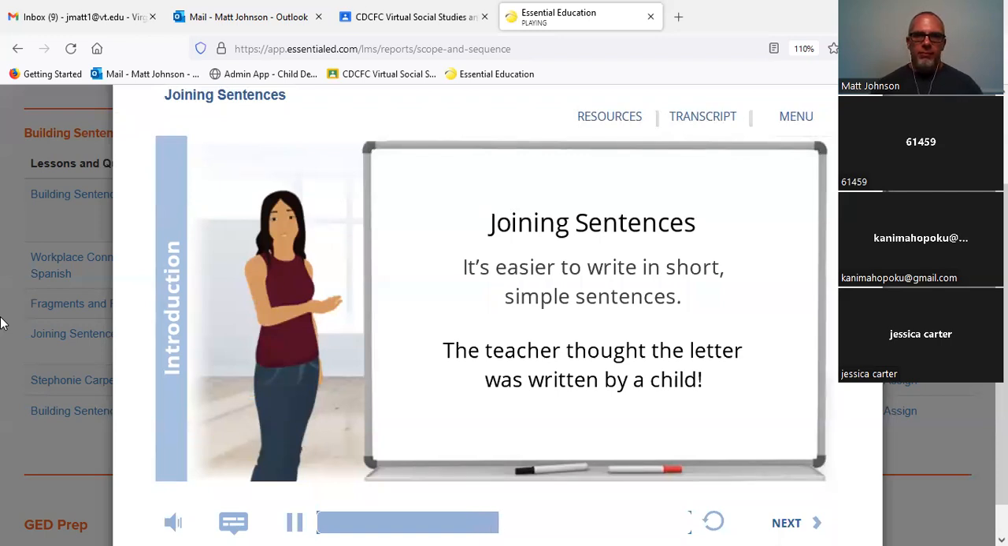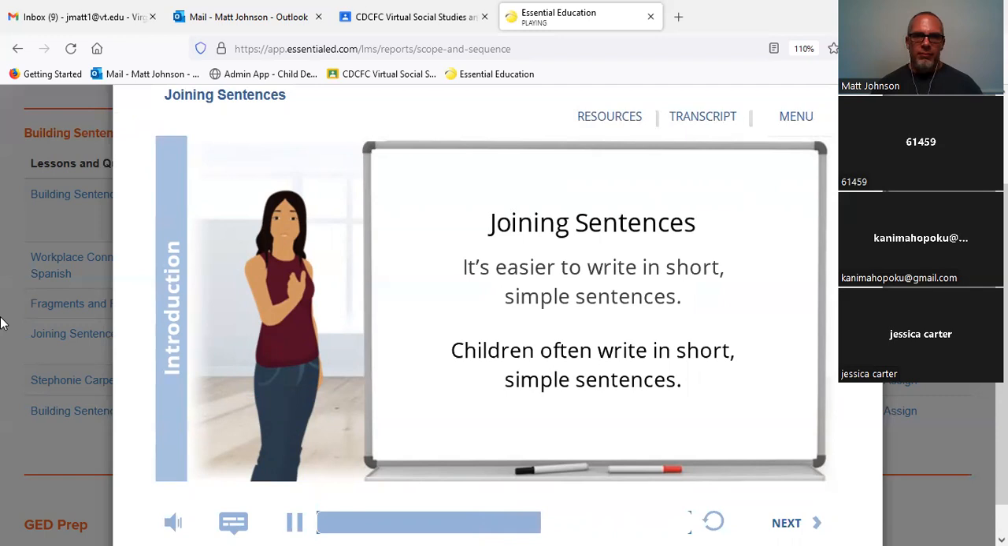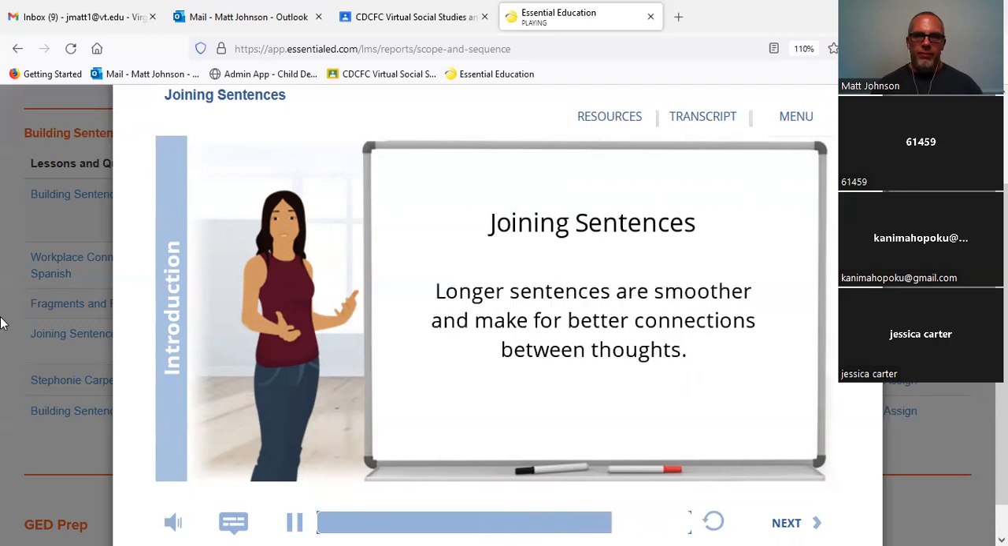When I asked for help from my teacher, she told me that children often write in short, simple sentences for a lot of the same reasons. Short sentences are easy to understand, but they get repetitive. They don't sound smooth, and they don't make good connections between thoughts. That's when I started learning about joining sentences. Whenever I'm writing, if I have too many short sentences, I'll try to combine some of them. It makes my writing so much better, and it's not that difficult.